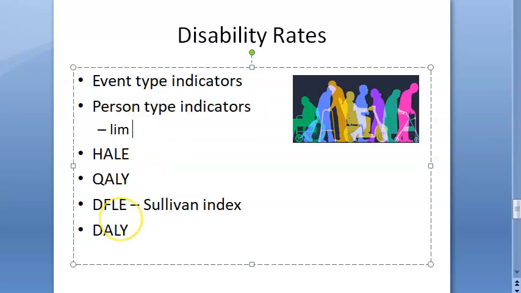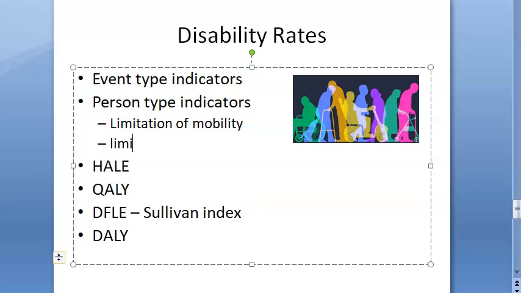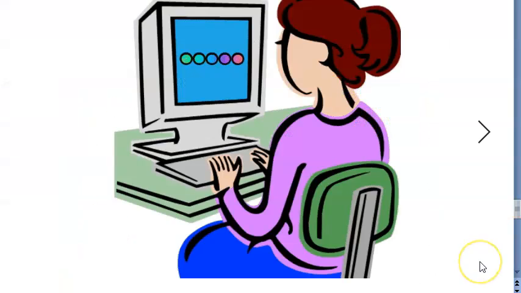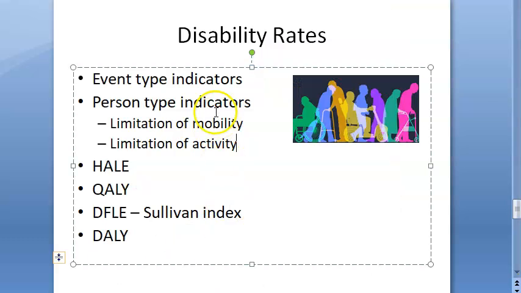So what and all you have here? Limitation of mobility, limitation of activity. Guys, pay attention here. What are we looking at? We are looking at disability rates, right? Under that we have event type indicators, which will be more like leaves, how many he took, and person type indicators. That one is showing limitation of mobility, limitation of activity, etc.